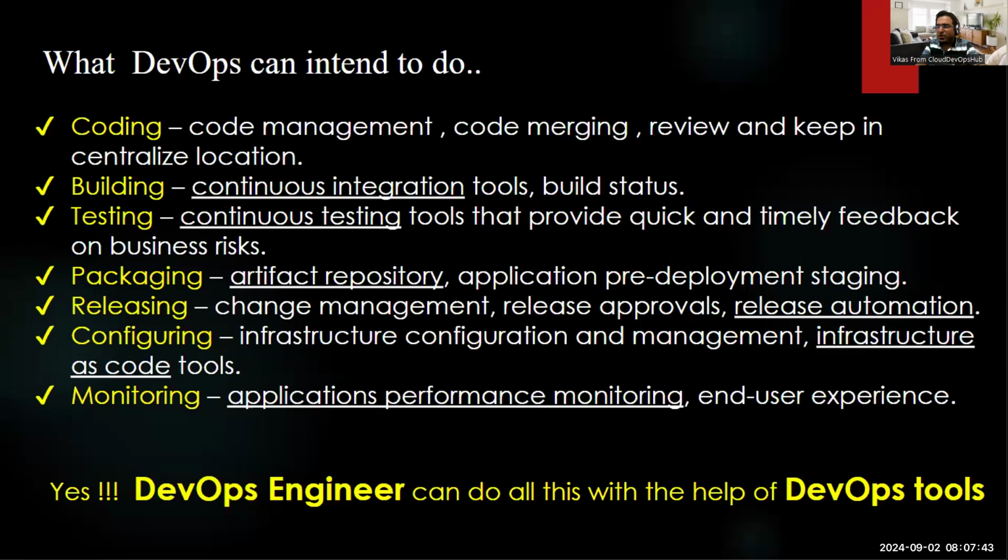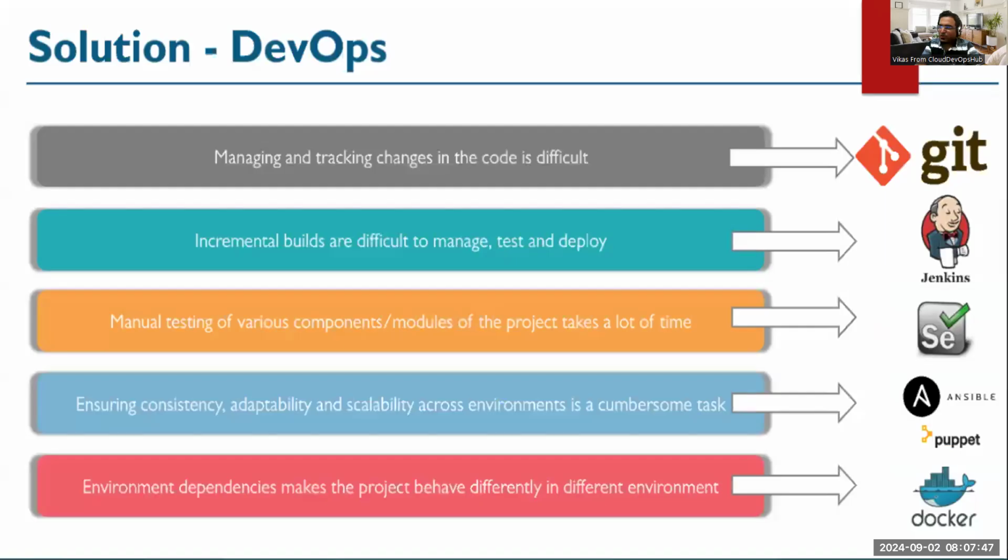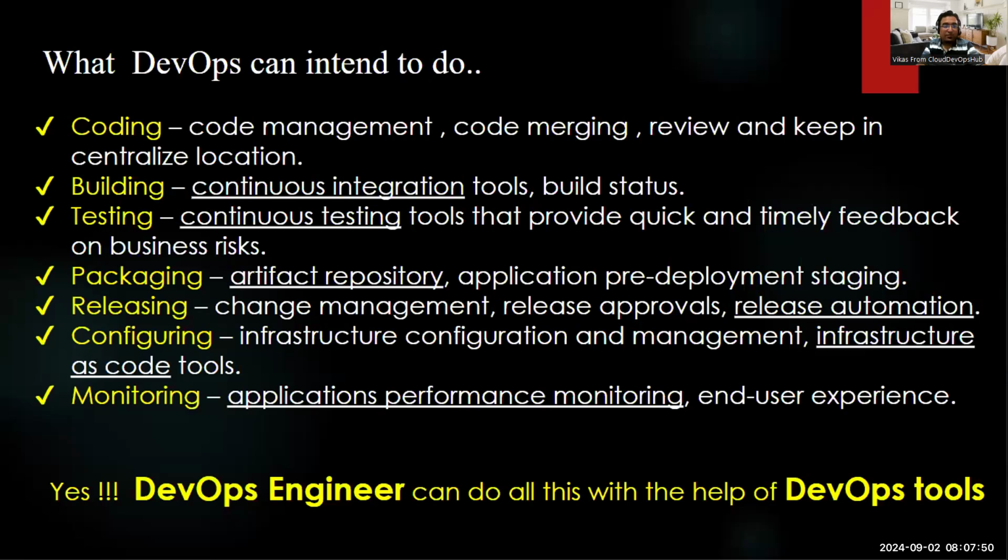We have already discussed multiple problems and their solutions with the help of DevOps tools. Now, what is a DevOps engineer intended to do? Because if I say we have a lot of tools, yes, we do have a lot of tools, and we do a lot of work, including work related to coding as well.